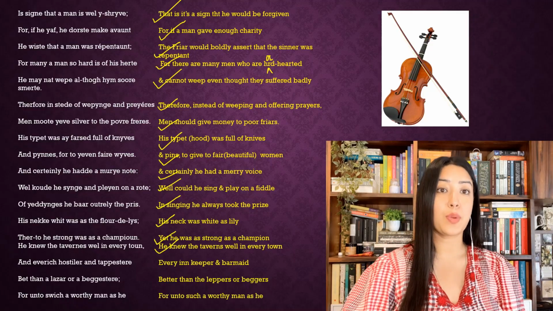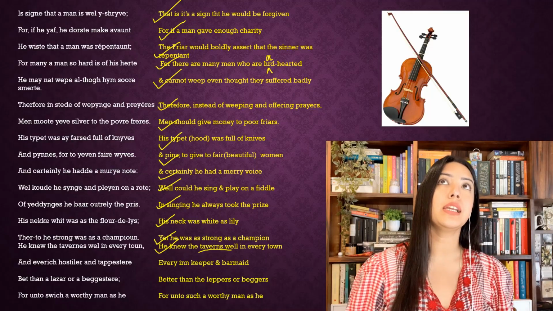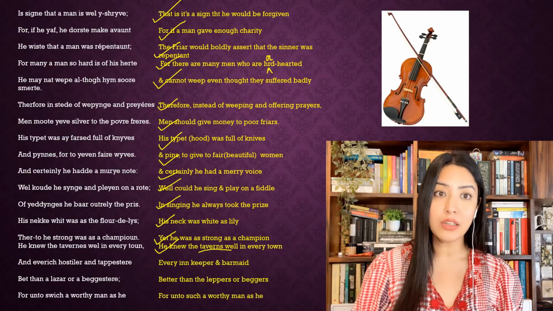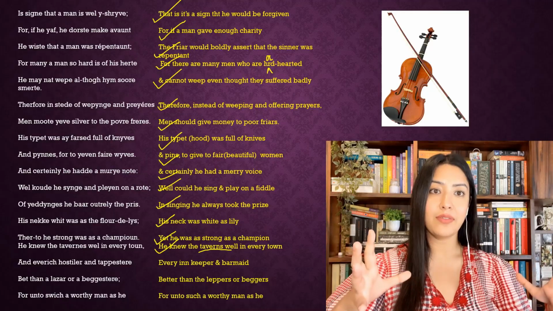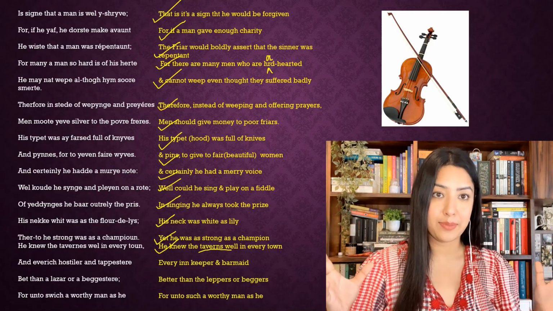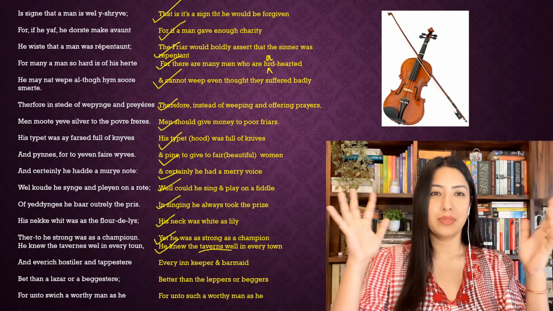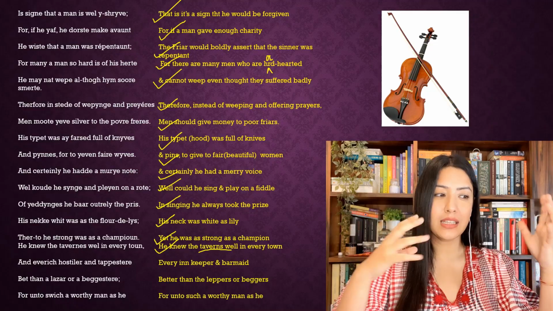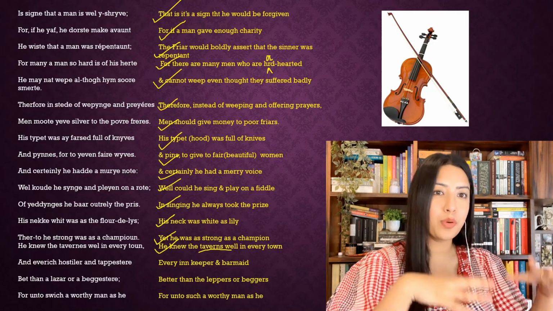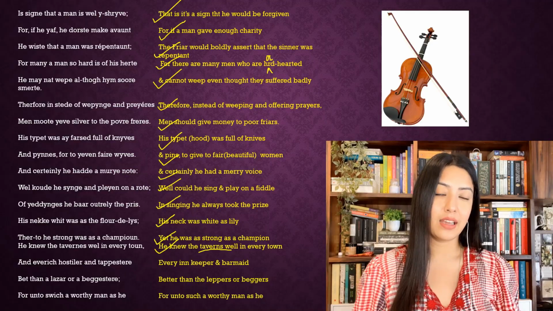He knew the taverns well in every town. Tavern is like, you can take it as the modern concept of a bar today. A tavern is a place where drinking, buying and selling of wine and drinks would take place. Like a bar basically. So people would go there and buying and selling of drinks would take place. So he knew the taverns well in every town.